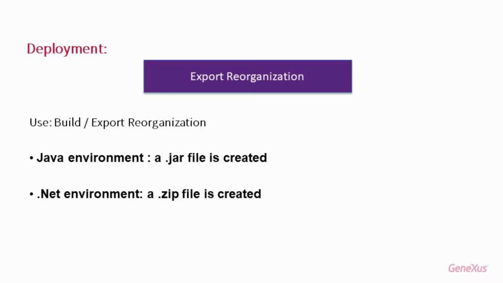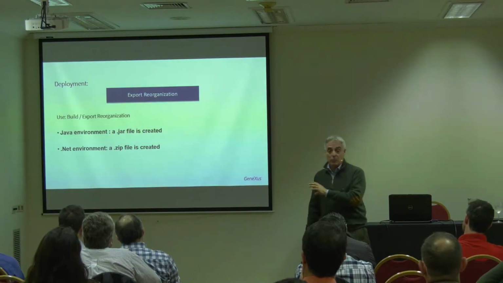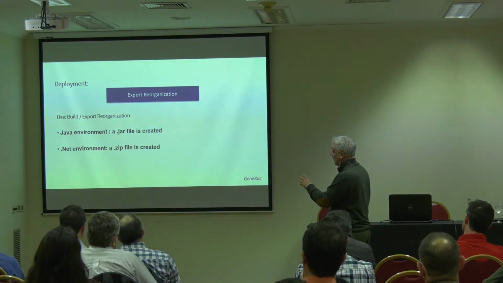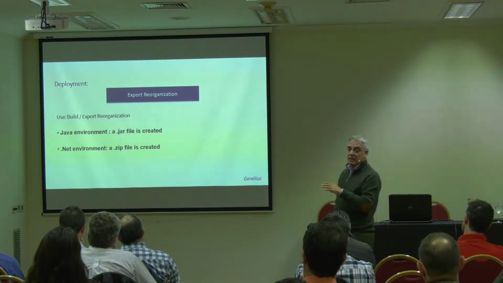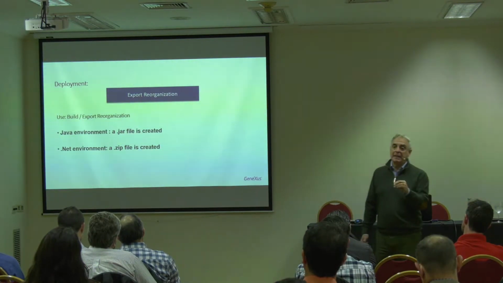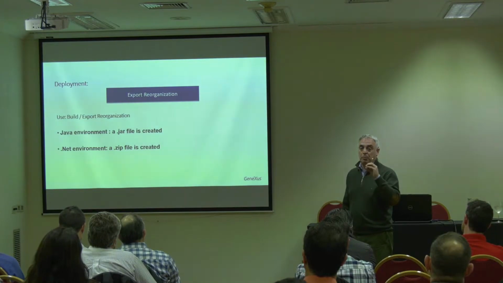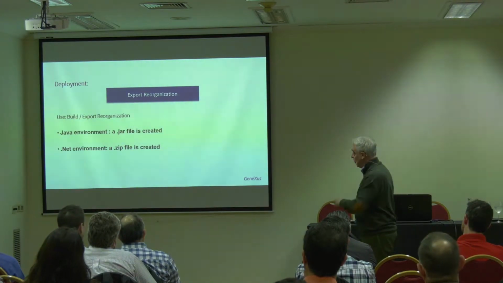So, for instance, in the case of Java, you create a jar with everything necessary for the organization. That hasn't changed much. But now in .NET, we have a zip where everything is packaged, and you can take it up to the server and use directly there.